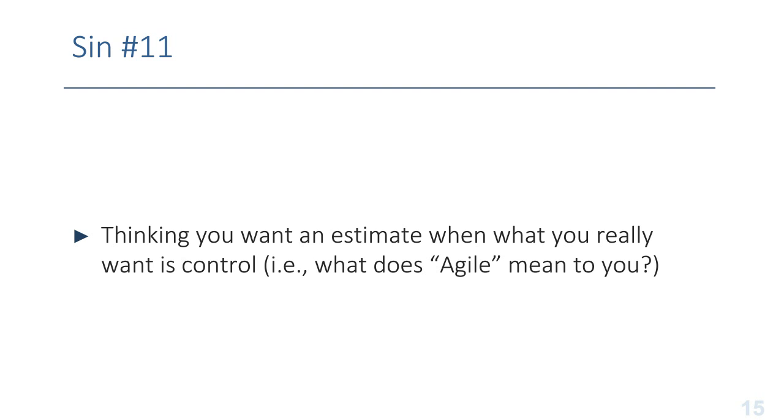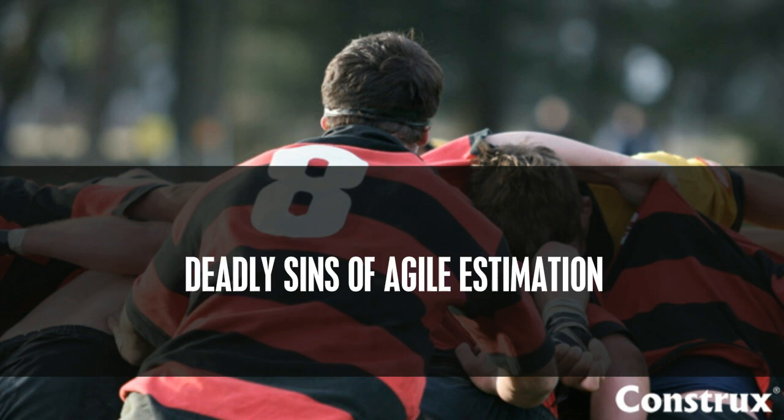And then almost deadly sin number 11, thinking you want an estimate when what you really want is control. And I think this is a confusion on the part of project sponsors or project managers, sometimes team members, but really it comes down to what does the term Agile mean to you? Does it mean that you really do want to be flexible and responsive and give up on predictability altogether? Or does it mean that you want to use practices that can give you some flexibility and responsiveness, but that also support really good predictability, and you still want that predictability too?